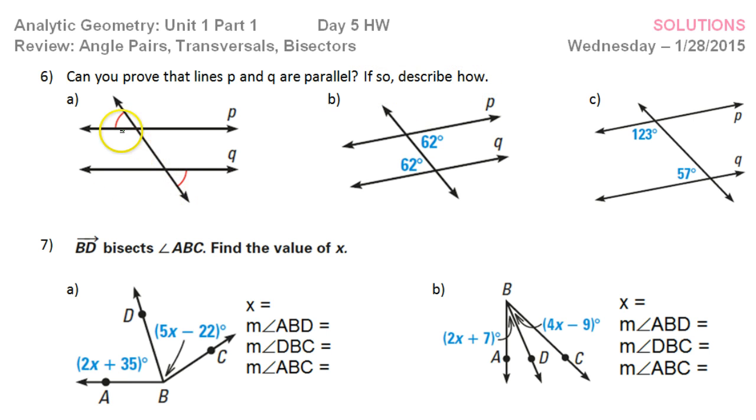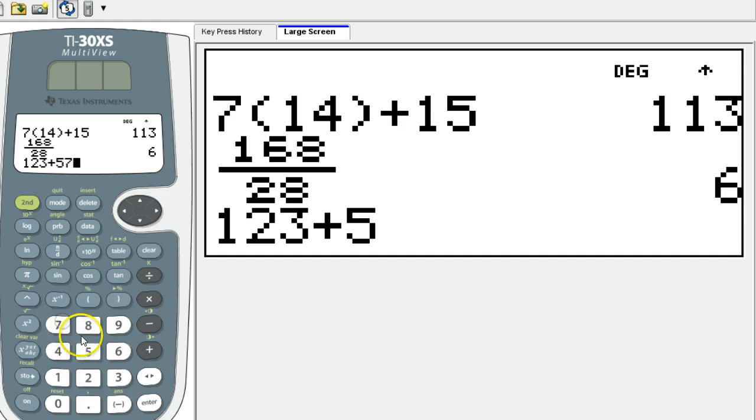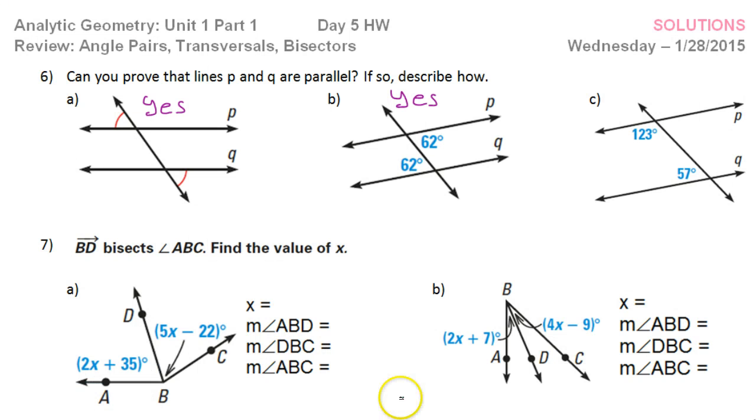So first I'm just going to go ahead through and say yes or no, can we prove that they're parallel? So for A, we're definitely going to say yes. Corresponding angles congruent. For B, these are alternate interior angles that are congruent, so that's going to be a yes. And for C, these are consecutive interior angles. They have to be supplementary. Oh, look at that, they are supplementary. So that means that P and Q are also proven to be parallel.